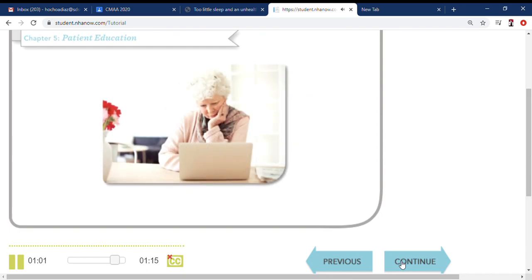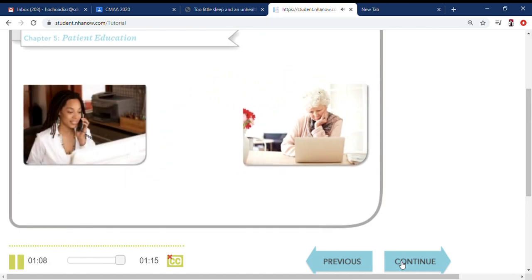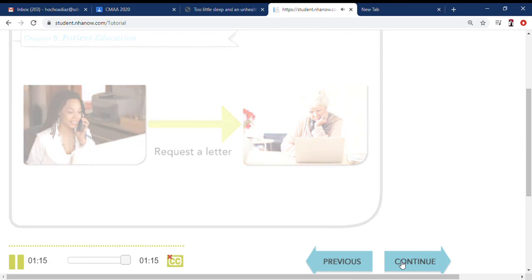If a patient wants to terminate care with the provider, she does not have to inform the office. If the patient does choose to inform the office manager, then it's customary to request a letter confirming the termination of the relationship.